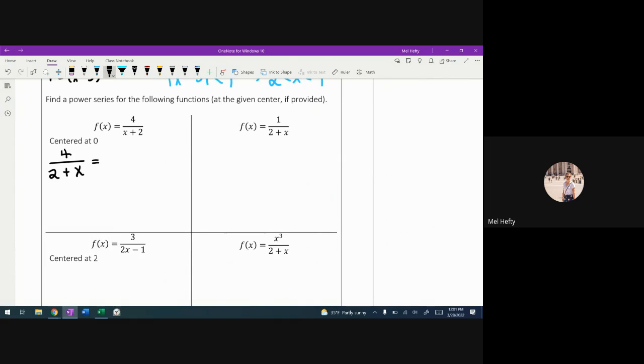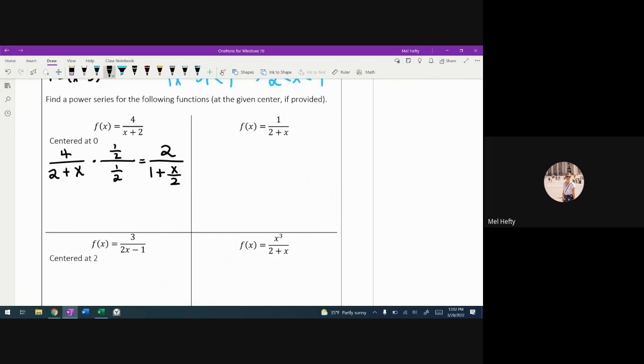What's next after changing the center? Make the 1. So how do I change a 2 into a 1? All right, I could subtract 1, but adding and subtracting is going to change the center. Divide by 2 or multiply by 1/2. All right, on the top, that makes us 2. On the bottom, that's 1 plus x over 2. Cool.